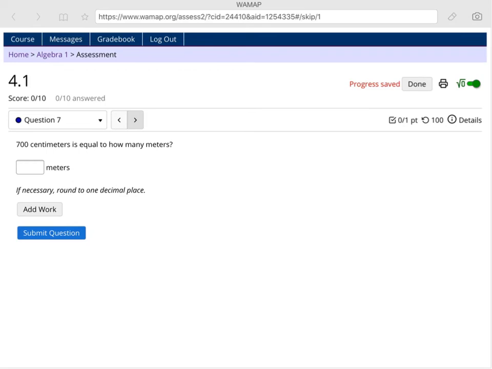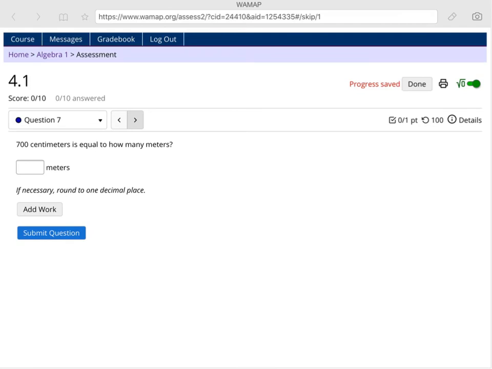This next problem sets us up with centimeters and meters. Well, the very first problem we did was one where we saw that there were 100 centimeters in every meter. This time we're just going the other direction, but it's still going to work out just the same.